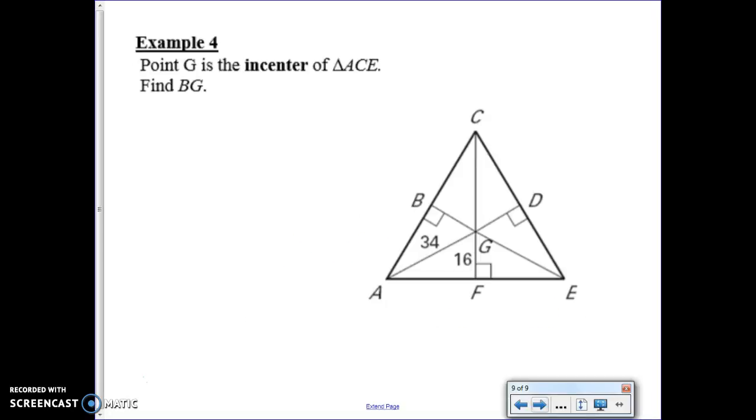It says point G is the incenter of triangle ACE. That vocab should immediately tell you something about those triangles. If we know that we have angle bisectors coming off the vertices, then we know that all of these segments should be the same length. So if we need to find the length of BG, it should be the same as the length of FG. So in this case, BG is equal to 16.